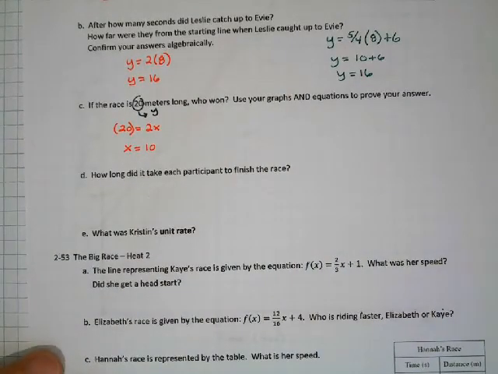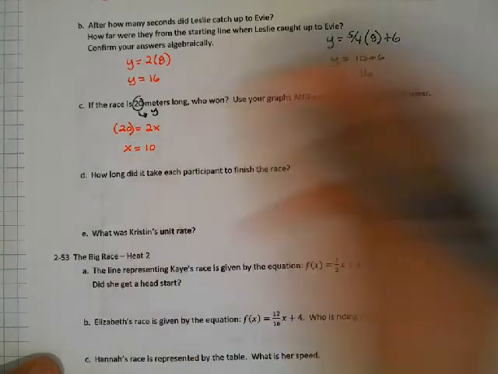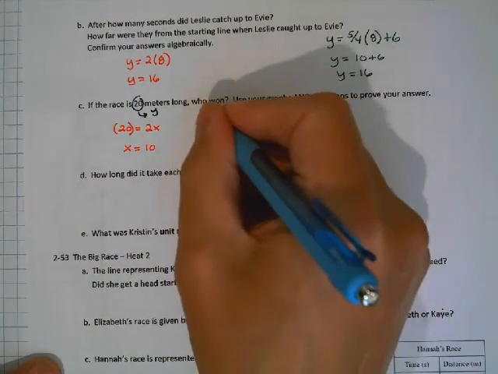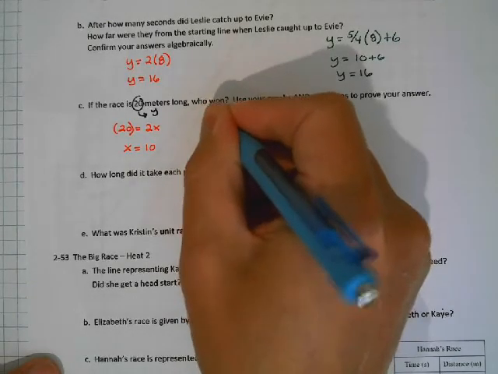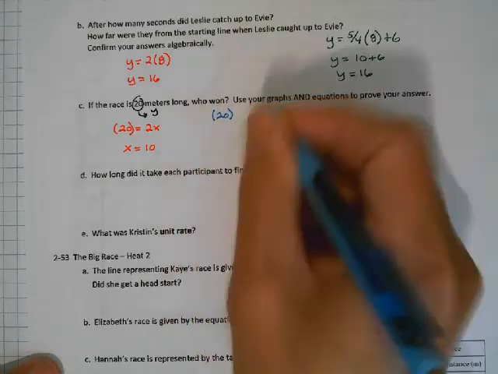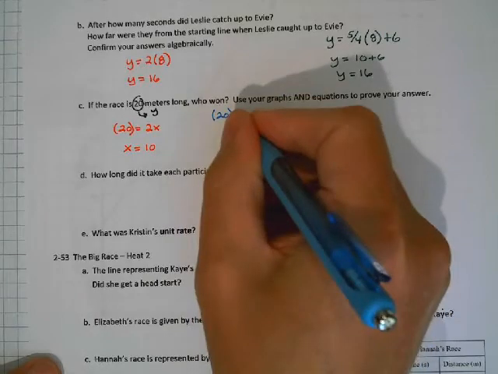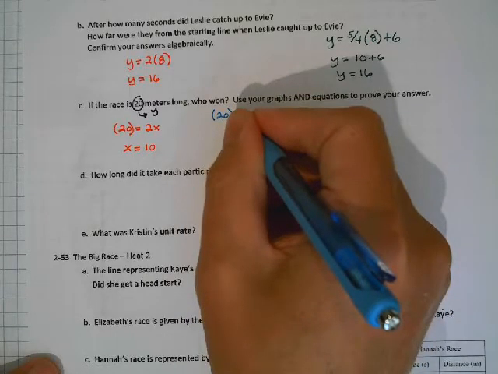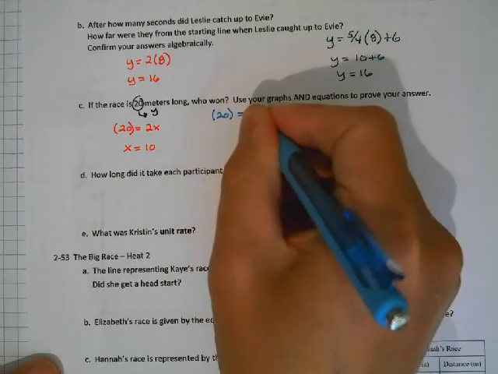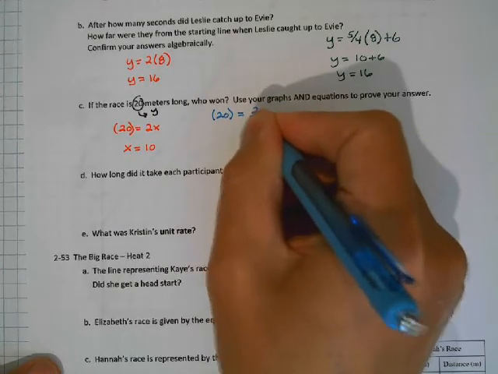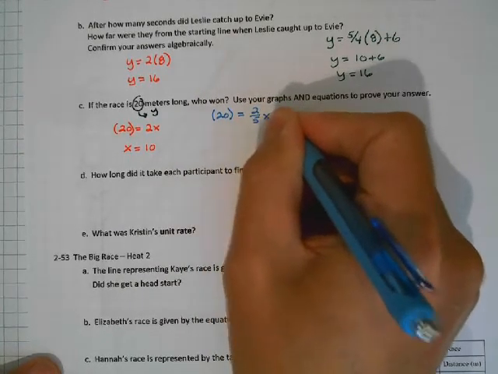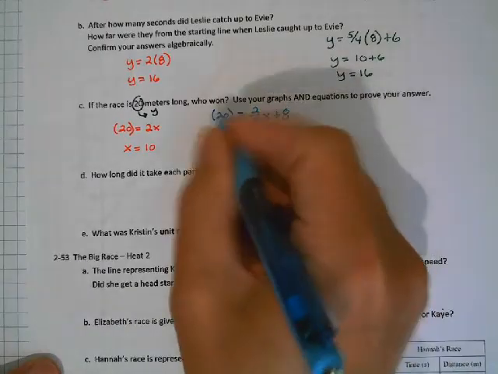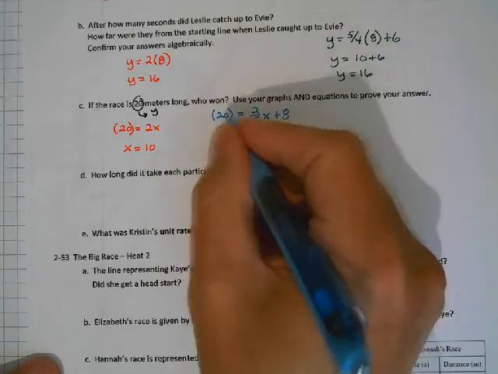Next person is Kristin. She's the one that's going super slow. All right, Kristin, when do you cross the line? So we want to know when she's going to cross the 20-meter line. So instead of y, we are going to substitute 20. And then her equation is 2/5 x plus 8. So for this one, I'm going to subtract 8 first, and 20 minus 8 is 12.